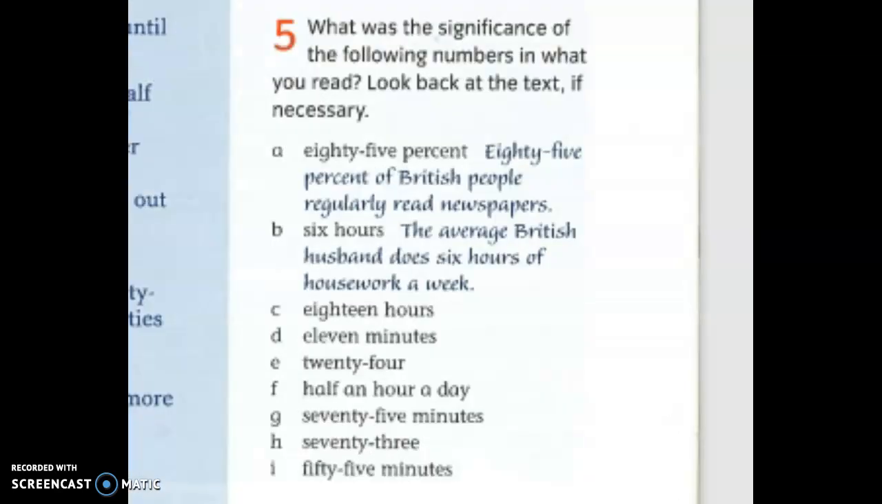Moving on to exercise 5, it says, what was the significance of the following numbers in what you read? Look back at the text if necessary. Well, I would definitely allow them to look at the text, otherwise it's just an exercise in memory rather than reading skills. So I would get them to look at the text again, the full text in blue, and answer the questions. So for example, 85% refers to this information in the text. 85% of British people regularly read newspapers.